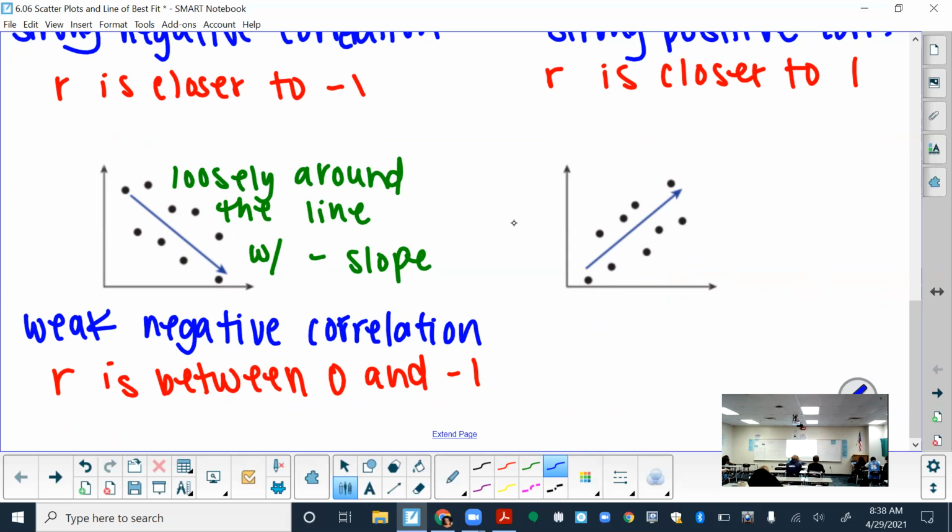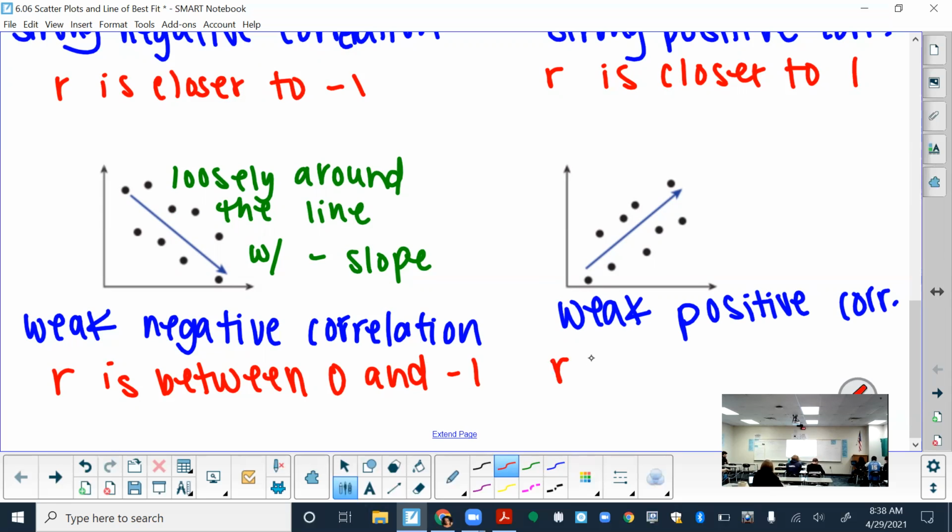So is this one strong, weak, no correlation? We would say it is weak, positive or negative. So weak, positive correlation, and I'll abbreviate it again. And what is this R value near or in between? Good. So R is between 0 and 1.